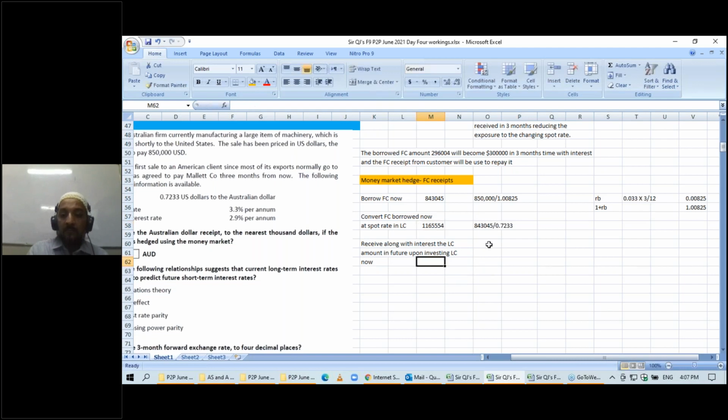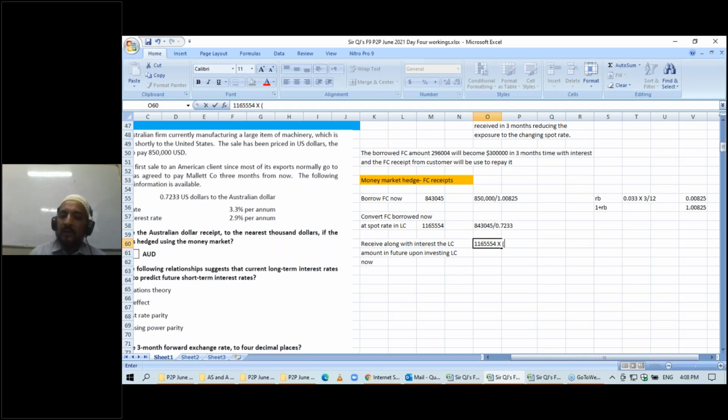And now we will invest this local currency amount for 3 months, so that we can compensate the interest to be paid on the foreign currency borrowing with the local currency interest income. So we'll invest it or lend it. On lending this amount, in the second step, we will receive after 3 months time the principal and the interest amount, which will be our predetermined cash receipts after 3 months time due to the money market hedge.